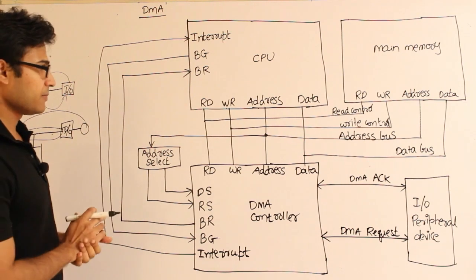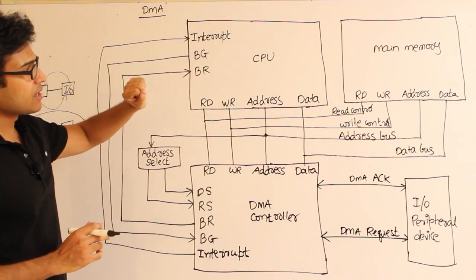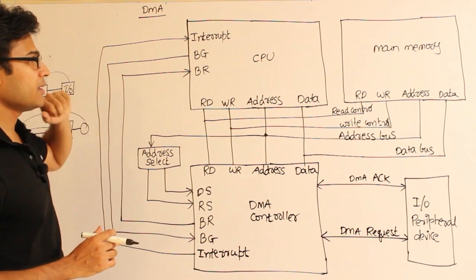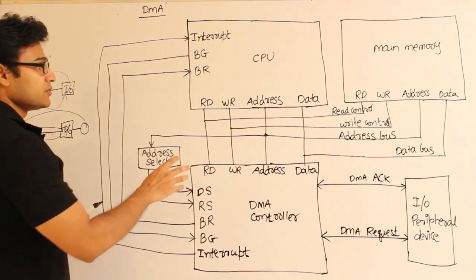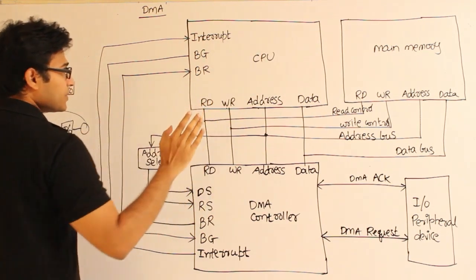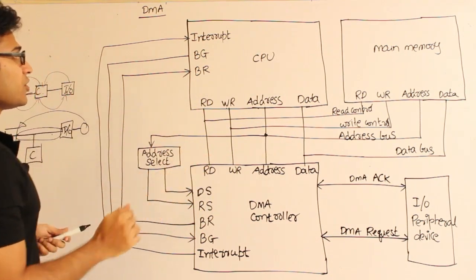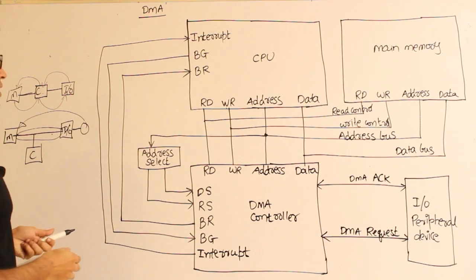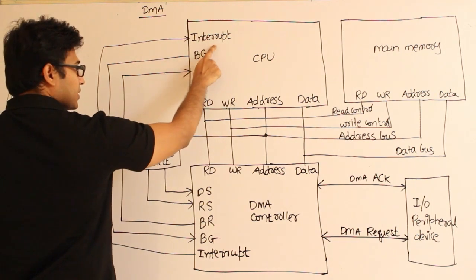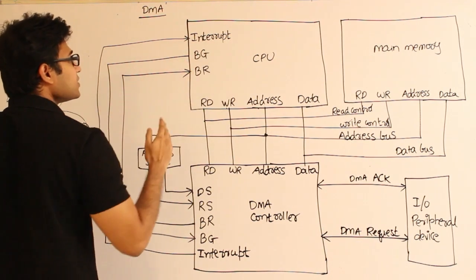Now let's go one by one. Let's see, from the DMA perspective, what are the pins that are required by the CPU. See, the CPU is going to have a lot of other pins, but since we are looking at the CPU from the perspective of DMA, we are going to talk about only a few pins here. One pin is the interrupt pin. The interrupt pin is going to indicate whether there is an interrupt or not.